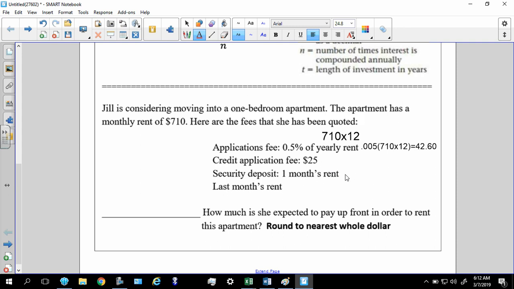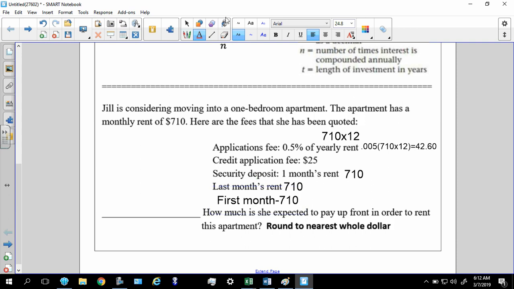Next is the credit application fee. That's 25 bucks. Next is one month's rent. In this case, it's 710 bucks. Next is last month's rent, so that's another 710 bucks. But the one thing that's never on here is first month's rent. So first month, that is another $710.